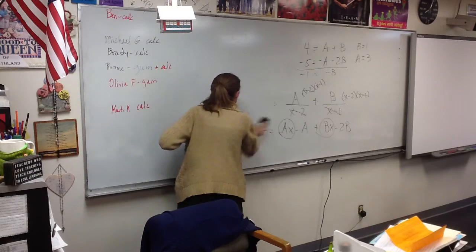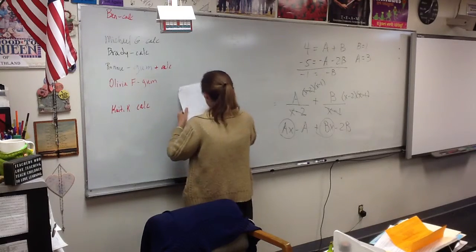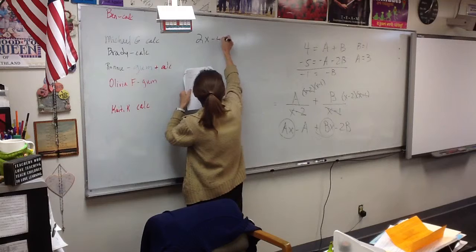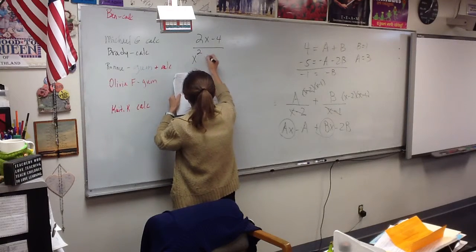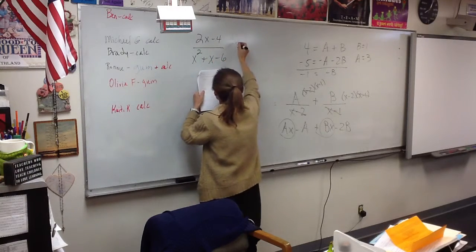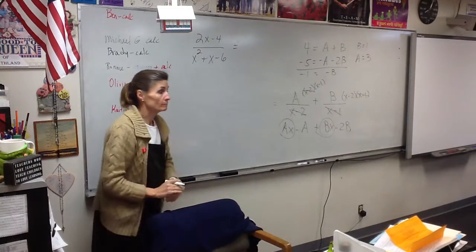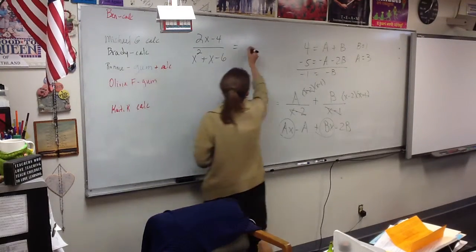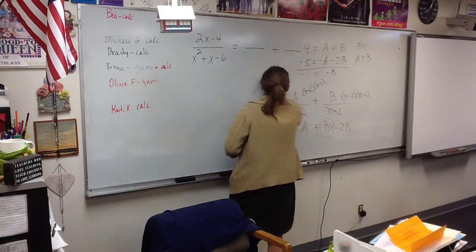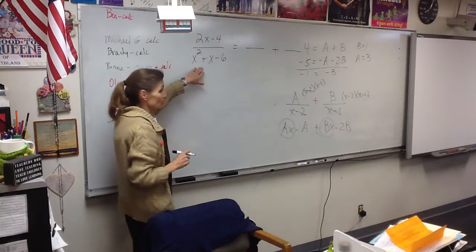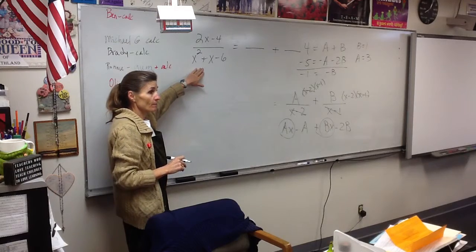So what do we do to get started? Who remembers what we do to get started? We factor the denominator, all right? So what are going to be the two factors of this denominator?